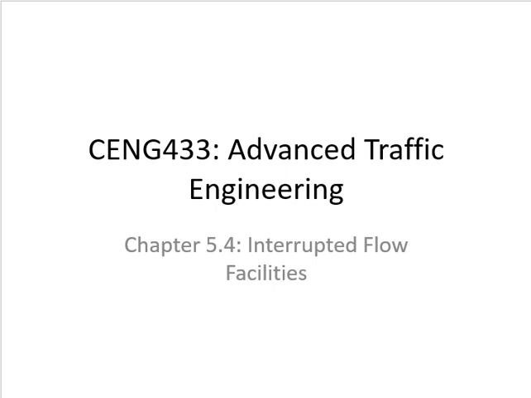Okay, so we are going to start with a new topic, which is about interrupted flow facilities. And this is from chapter 5.4, so it's a part of chapter 5. As you may know, the difference between interrupted and uninterrupted facilities is mainly the intersections. So in this chapter, we will be talking about intersections and the devices which are used at the intersection for managing traffic.